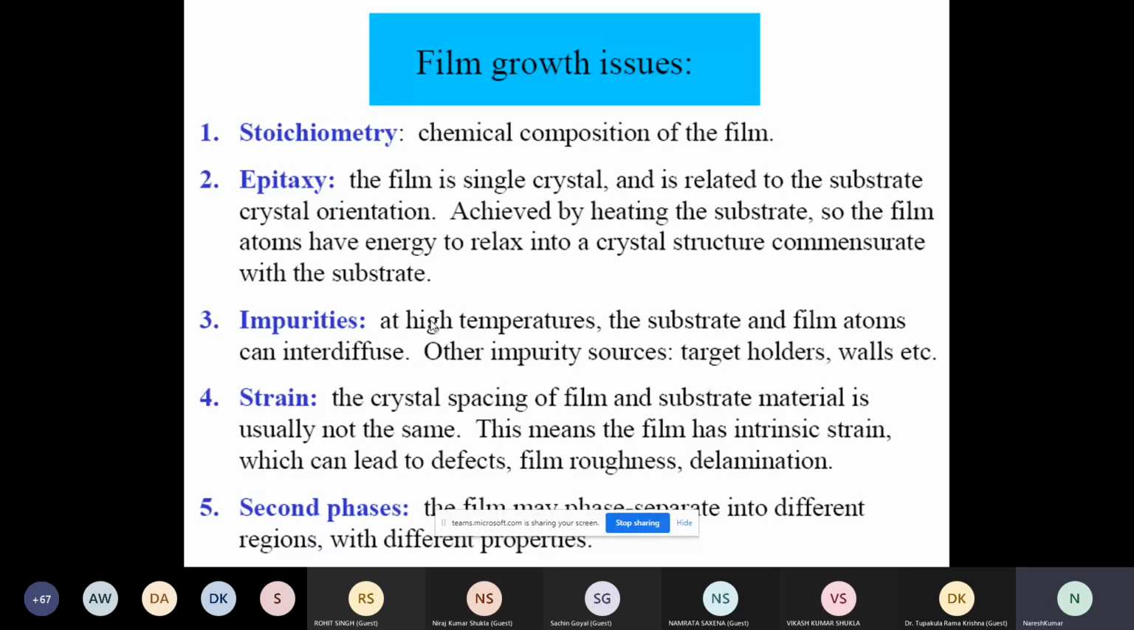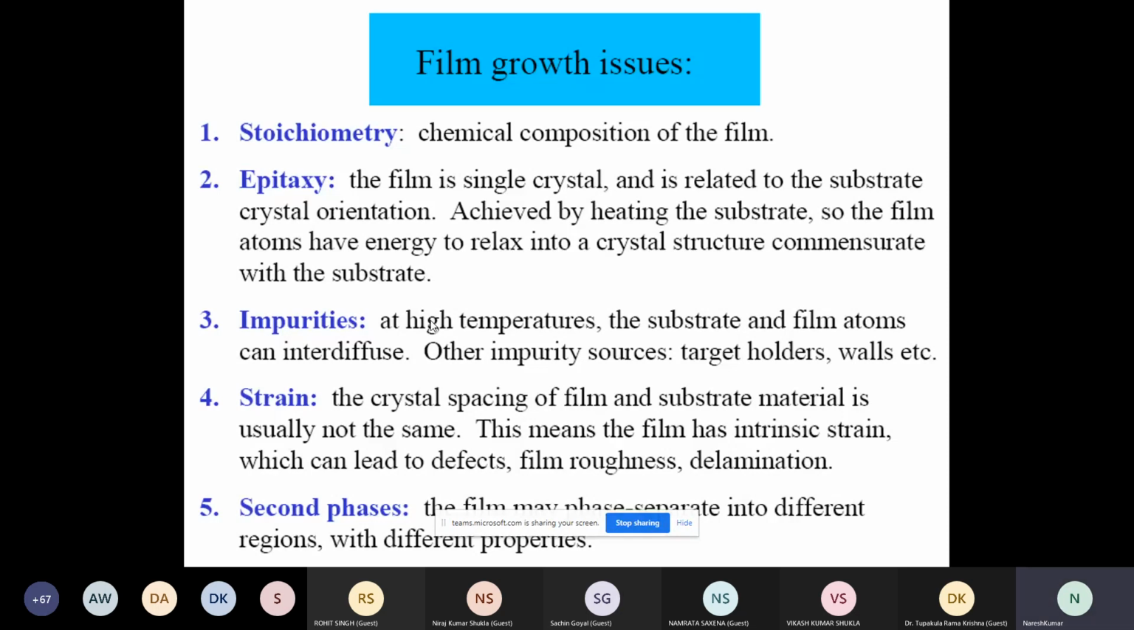You choose any technique of your choice, depending on availability, requirement and applications. But finally, one has to look at certain issues which are related to thin films. Stoichiometry is one. What do I mean by stoichiometry? When I'm synthesizing a film of any material, it has to have the same chemical composition, right? So my chemical composition should not go off.